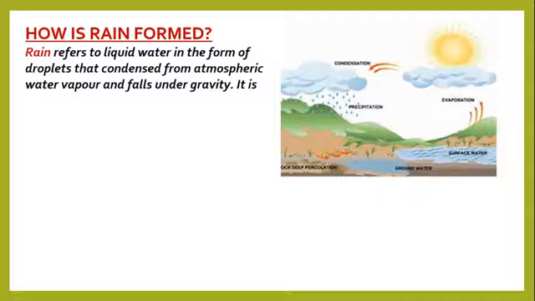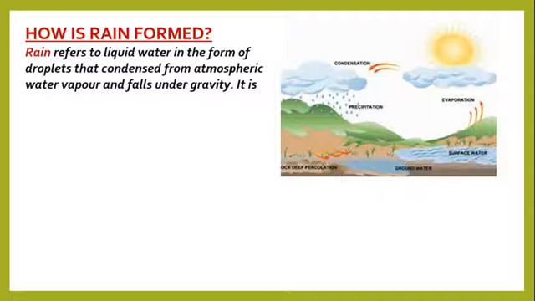Now, we are saying that the droplets condensed from the atmospheric water vapor will only fall under gravity. Remember, we looked at the meaning of gravity as a force that attracts objects towards the center of the earth. So rain will surely fall because there's gravity pulling objects towards the center of the earth. Otherwise, rain or the droplets will remain in the sky.